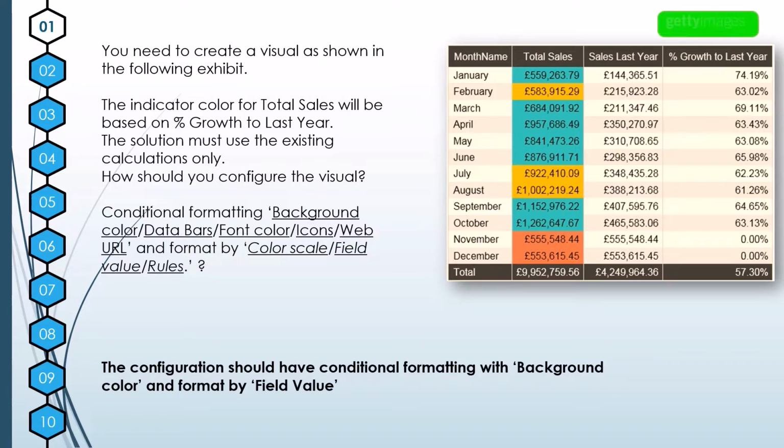Conditional formatting: background color / data bars / font color / icons / web URL, and format by: color scale / field value / rules. The configuration should have conditional formatting with background color and format by field value.